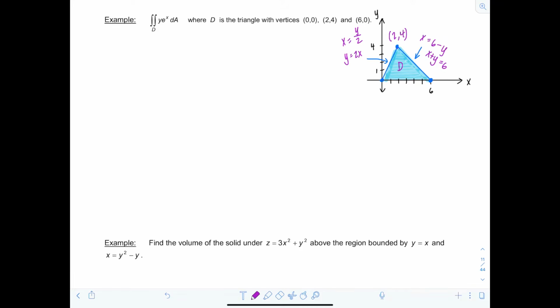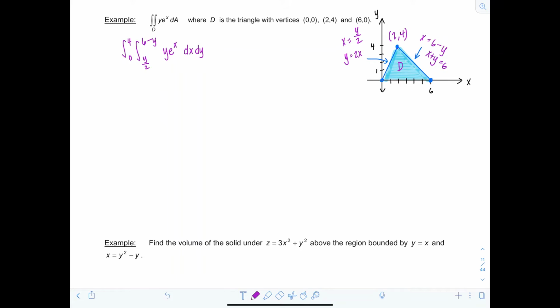So now let's set up our integral. Remember, constant limits have to go on the outside. So the region D is bounded in the y direction from 0 to 4. And then it's bounded in the x direction on the right, which is going to be the upper limit, the larger limit, by 6 minus y. And then it's bounded on the left, the lower limit, by y divided by 2. And then you plop in your function f of x, y, so y times e to the x, dx, and then dy. Okay, are you with me?